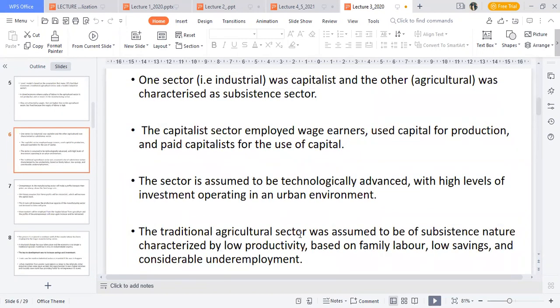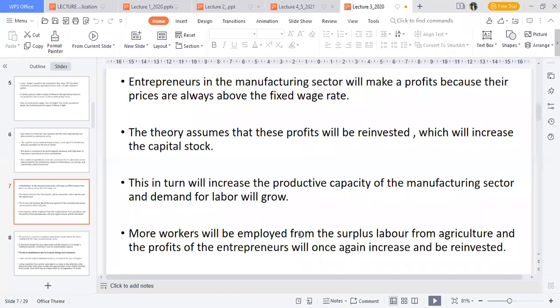The agricultural sector was assumed to be of subsistence nature. So they're describing those at UPSA that they are in personal agriculture. And the agriculture they are pursuing is even subsistence, meaning that it's more in nature. That is usually used to feed the families. Based on family labor, low savings, and considerable underemployment. You know, people don't even work at their capacity. Please understand this one well. All these are assumptions.